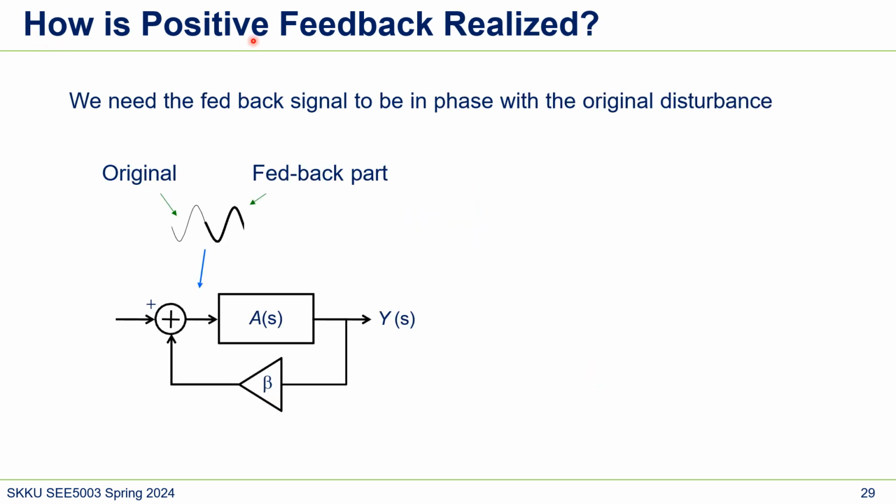So how is this positive feedback realized? We need the feedback signal to be in phase with the original disturbance. So in phase means aligned.